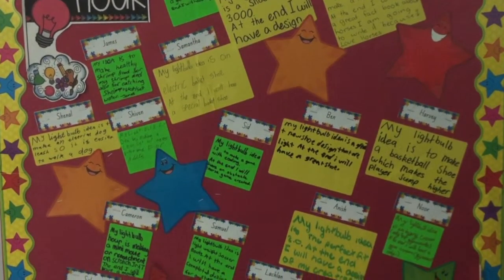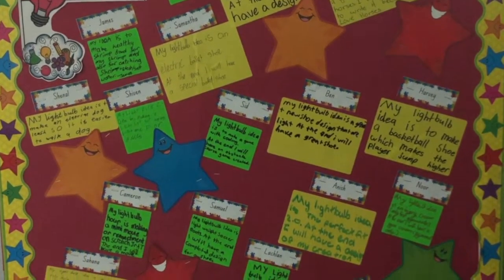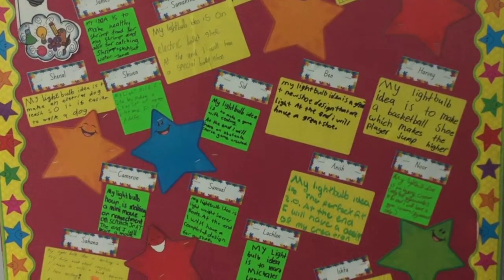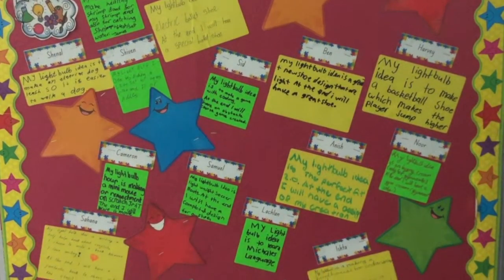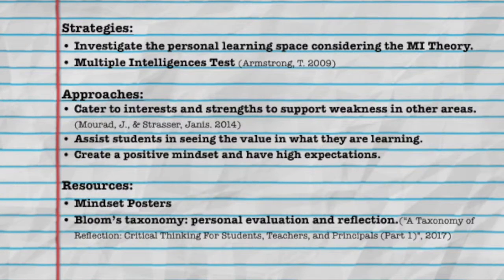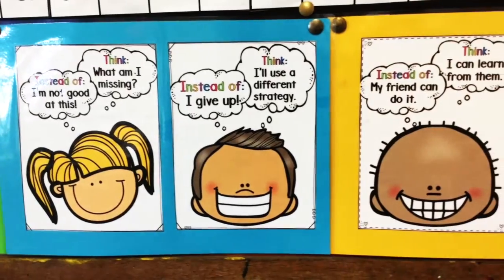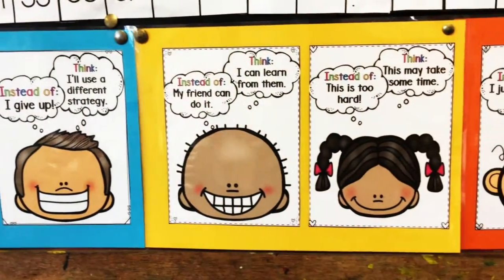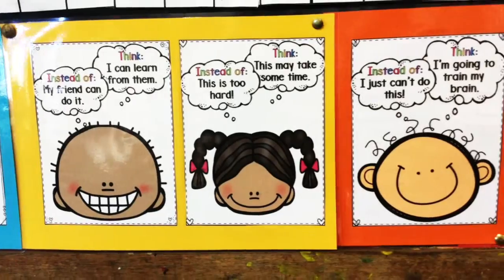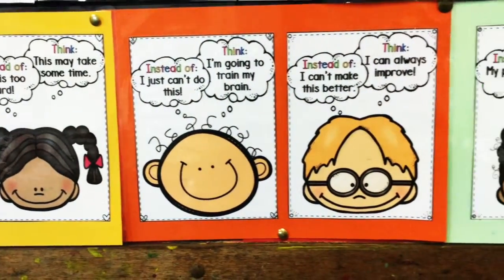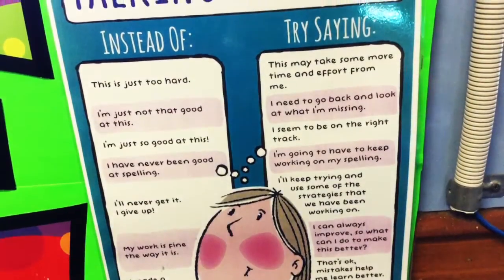However, once this challenge is overcome, the student may be pleasantly surprised by what they are capable of when they gain understanding of how they learn in their own personal learning space. When assisting students in identifying how they learn, it would be valuable to give them a multiple intelligence assessment to identify strengths and give students ways to use those strengths to support weaker areas. Mindset posters can be displayed around the classroom to encourage self-efficiency in students and promote positive mindsets. It would also be beneficial for students to personally reflect on how they complete a task using Bloom's taxonomy.